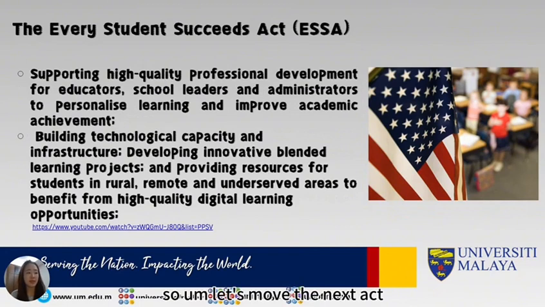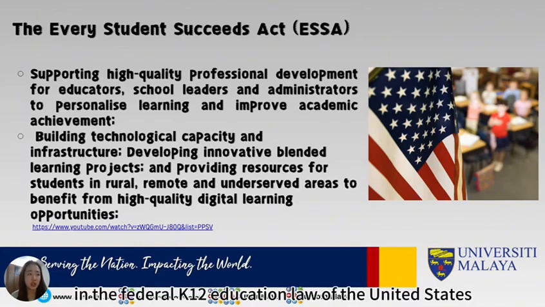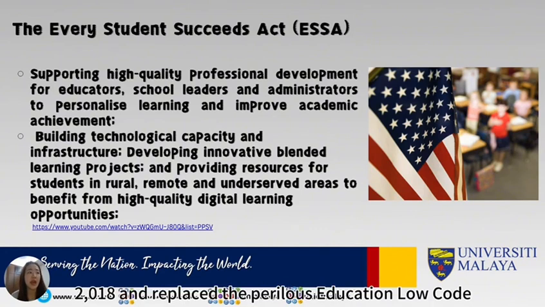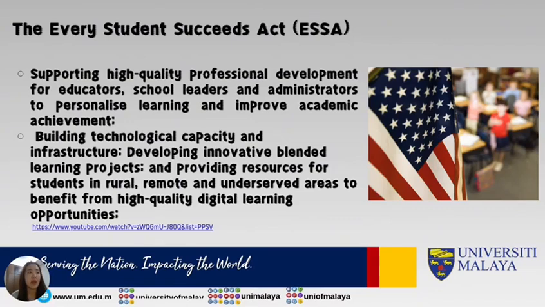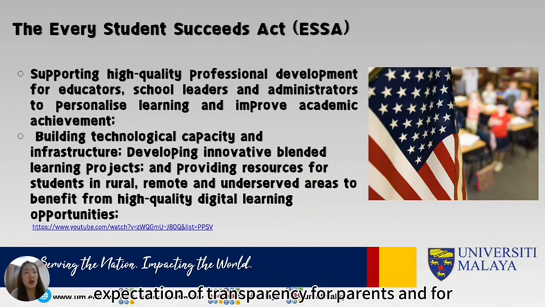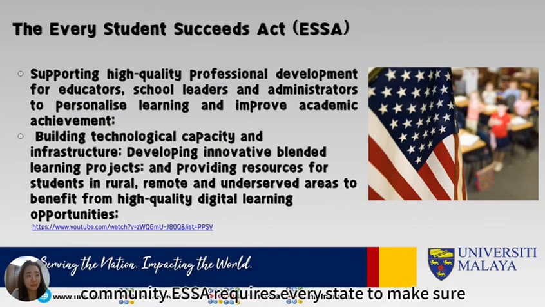So let's move to the next act, the Every Student Succeeds Act. So in the federal K-12 education law of the United States, ESSA was signed into law in 2015 and replaced the earlier education law called NCLB. ESSA extended more flexibility to states in education and laid out expectations of transparency for parents and for the community.